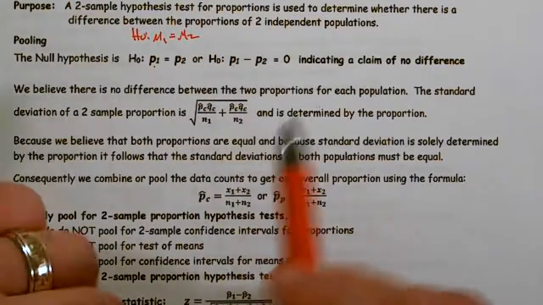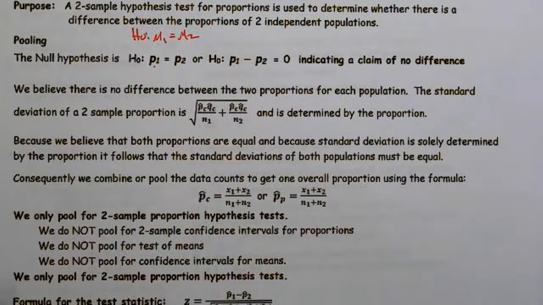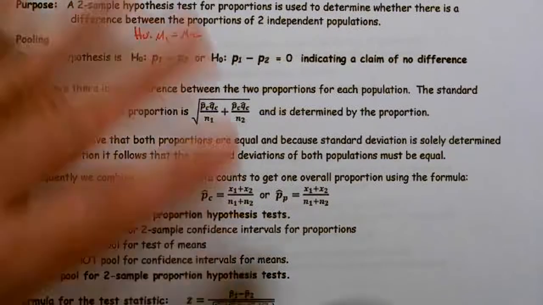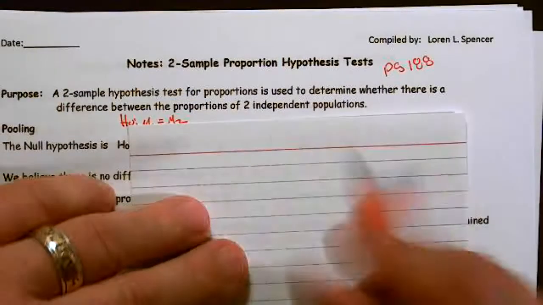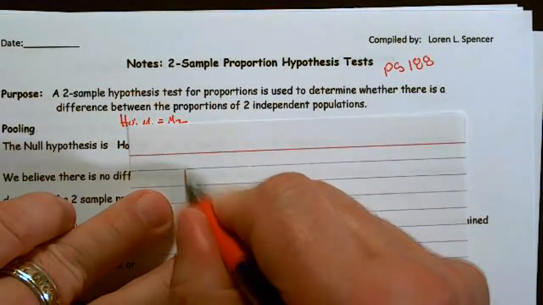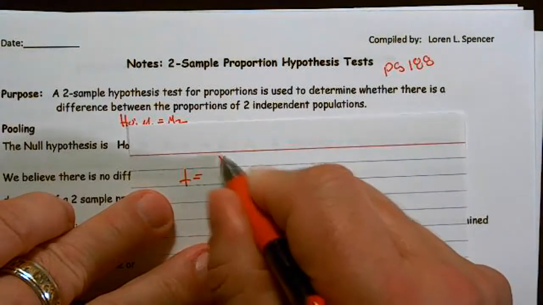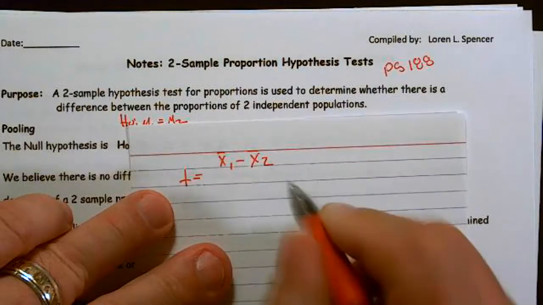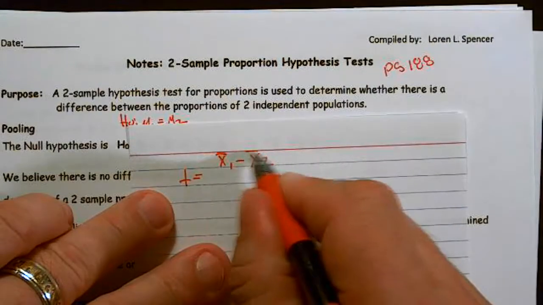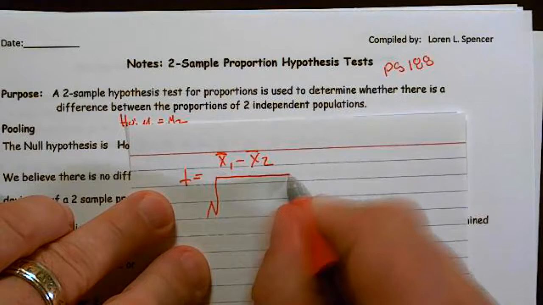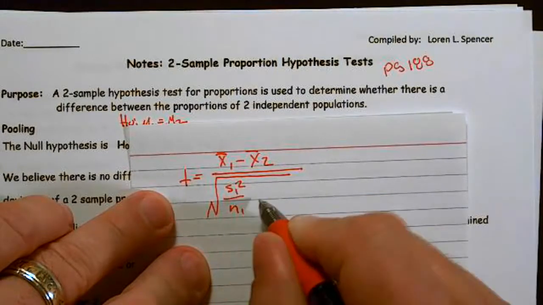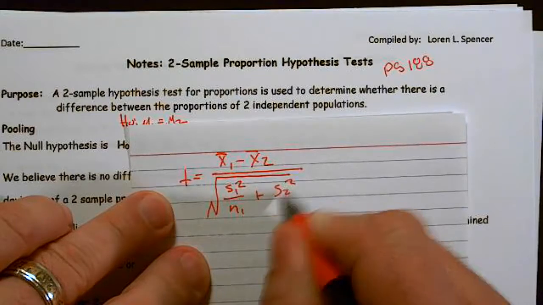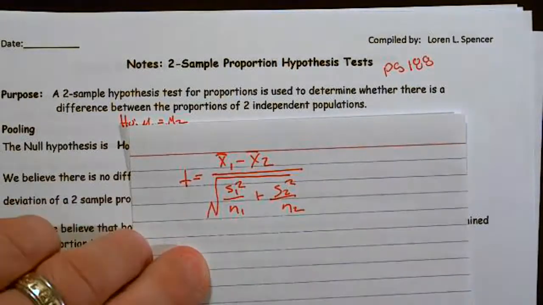So where things get different is, well, I should probably back up just slightly. When we were doing this with means, we were saying, you know what? T equals x bar 1 minus x bar 2, so sample mean 1 minus sample mean 2, over the square root of s1 squared over n1 plus s2 squared over n2. That's what we did there.